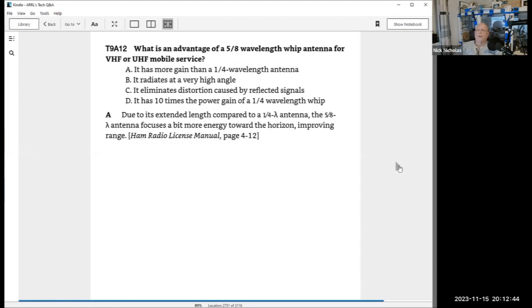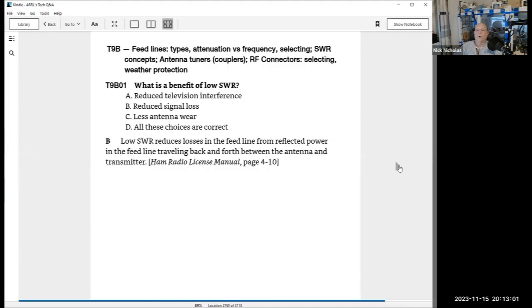What is the advantage of a 5/8 wave whip for VHF or UHF mobile? It has more gain than a quarter wavelength because it's 5/8 of a wave. And that's the simple answer. Why? Well, because there's more antenna, and 5/8 is, again, resonant, just like a quarter wave. What is the benefit of low SWR? B. You get reduced signal loss because it's not being fed back as reverse power going back to the transmitter. More of it's going out to the field.